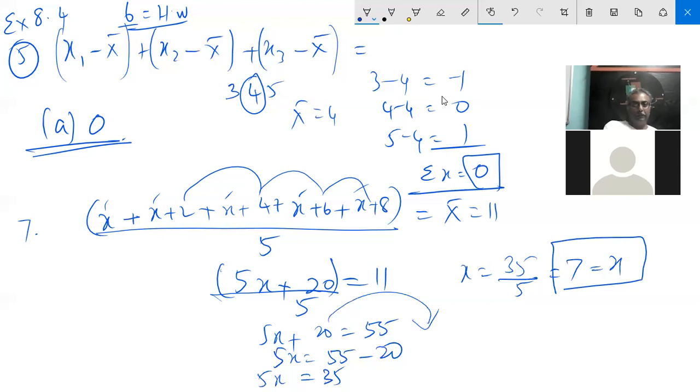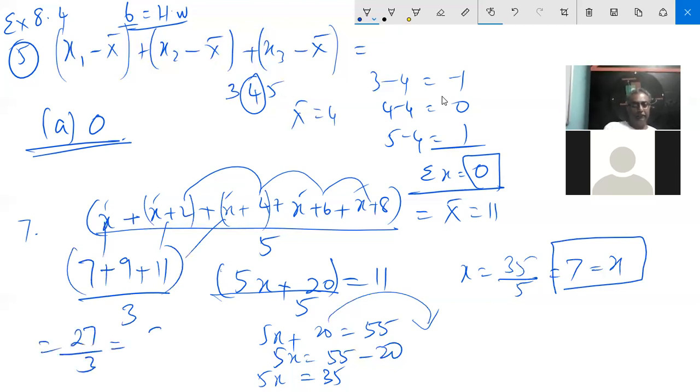So what are the first 3 observations? This is 7. This is 7 plus 2. This is 7 plus 4. 7 plus 9 plus 11, by 3. Okay, correct. So that is, how much? 11 plus 9, 20. 20 plus 7, 27. 27 by 3. That is equal to 9. Mean is equal to 9. This is Option 1.